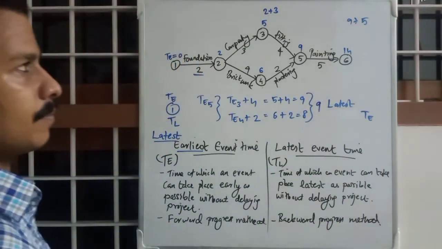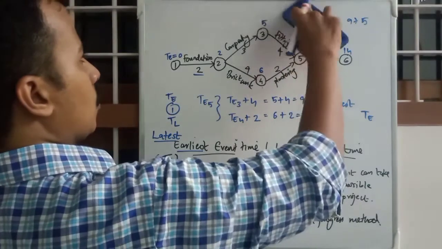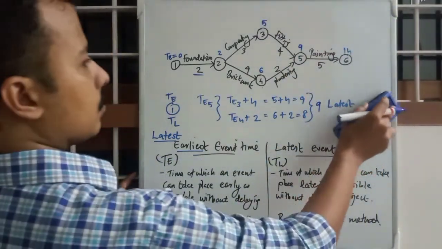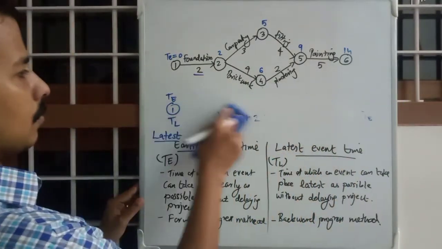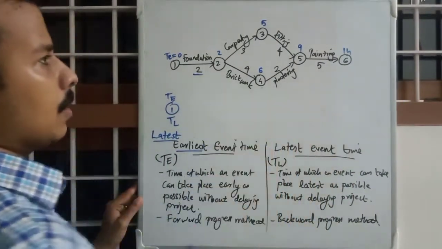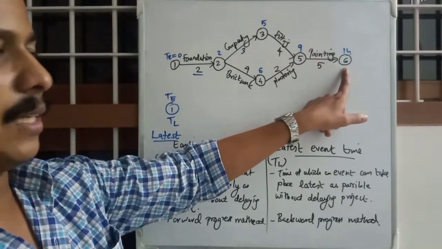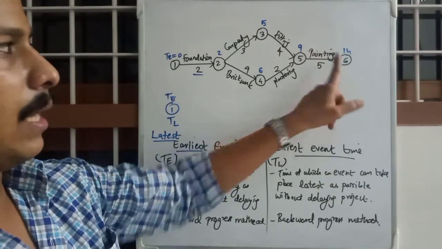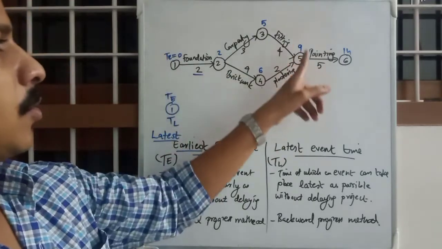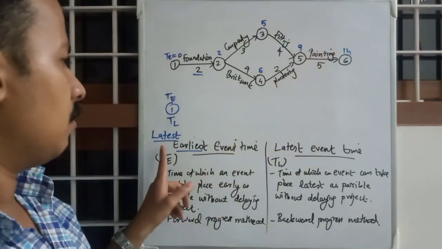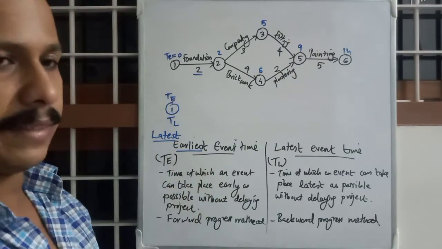So now we have TE of 6, which is the last event. You know how you got 9, because we took the latest TE.